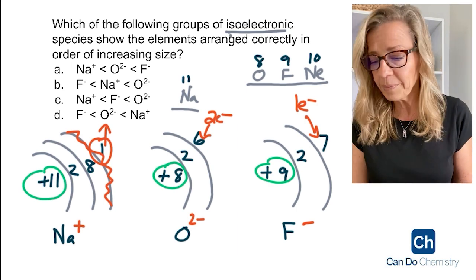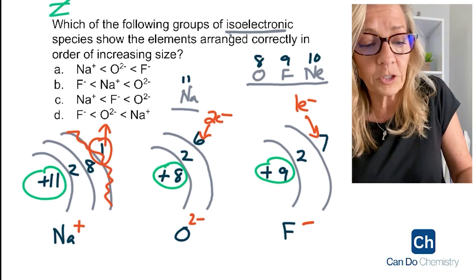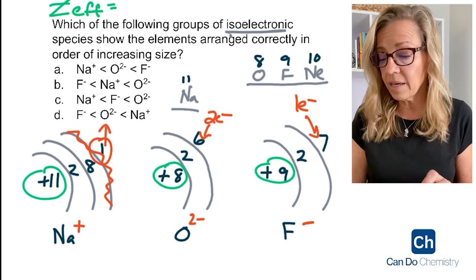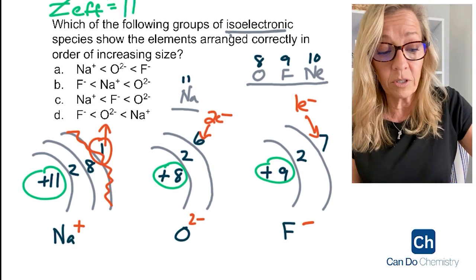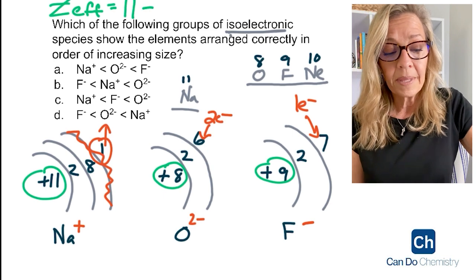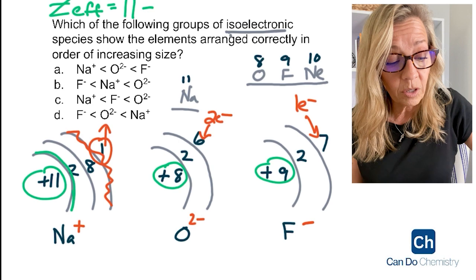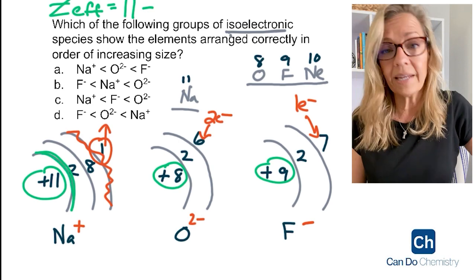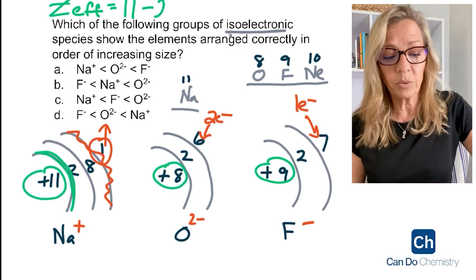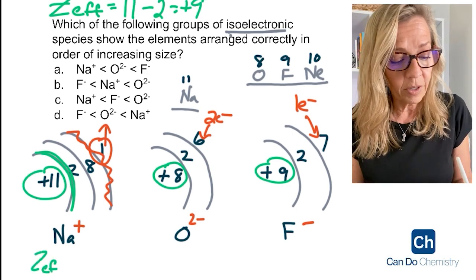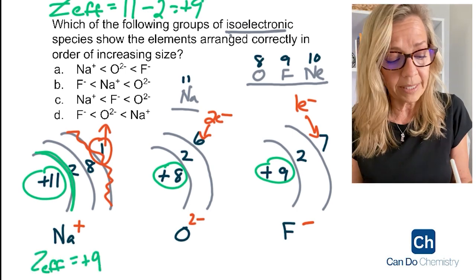Okay, so do you remember effective nuclear charge? And I'm going to calculate that. So you take the protons, which is, I'm going to do sodium here, 11, and then minus the shielding electrons. So these 2 electrons here are shielding those outermost electrons. So we've got 2 shielding. So we have a +9 effective nuclear charge.